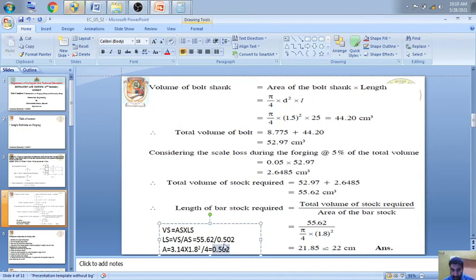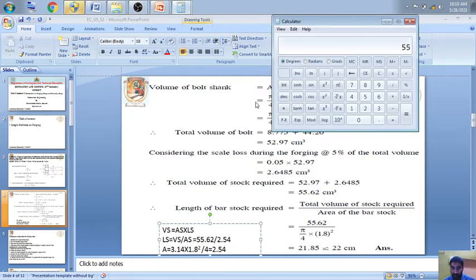We have calculated 2.54, so this should be 2.54. So 55.62 divided by 2.54 is 21.89, that is rounded up to 22 centimeter, the length of the bar stock required. So you had calculated the wrong area, that's why you were getting wrong answers here. So correct this area. The length of the bar stock required is 21.89.